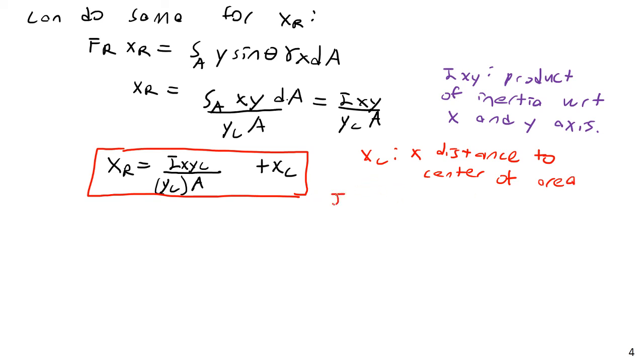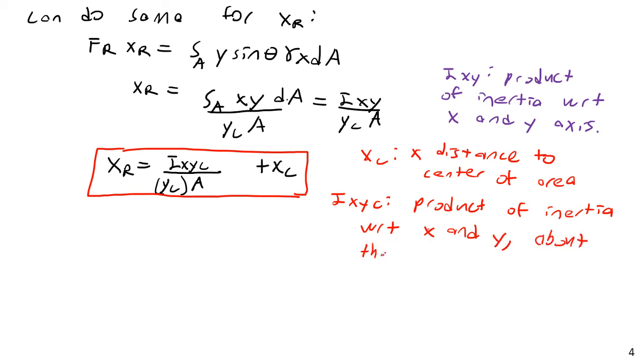And Ixyc is the product of inertia with respect to x and y, about the area centroid. If you do not know the difference between with respect to and about in this context, please review your statics textbook. With respect to x and y, about the area's centroid.